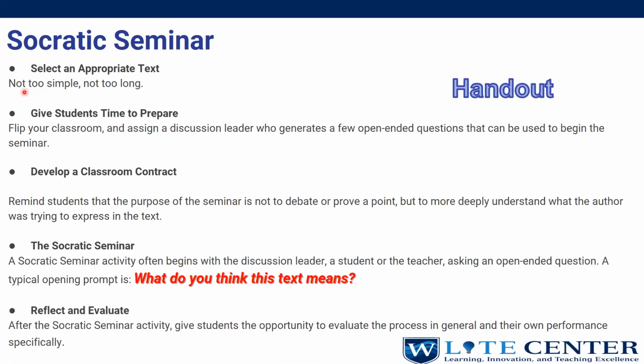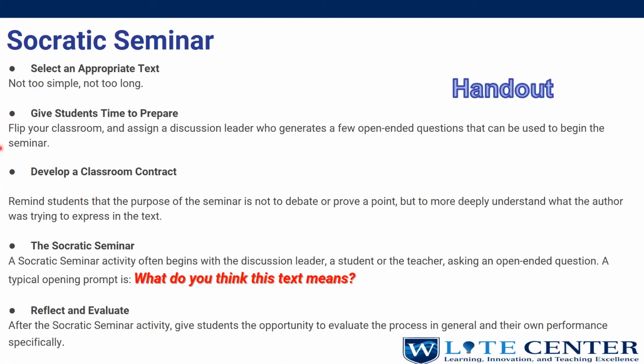So normally what instructors do is that they select a text that goes from one paragraph to one page. It doesn't need to be that long. What it needs to be is a really deep, really meaningful text for them. Then you give students time to prepare. So before beginning the seminar, it is essential that students have time to prepare ideas. So students should annotate the text before the start of the class discussion. And instructors often assign a discussion leader who generates a few open-ended questions that can be used to begin the seminar.